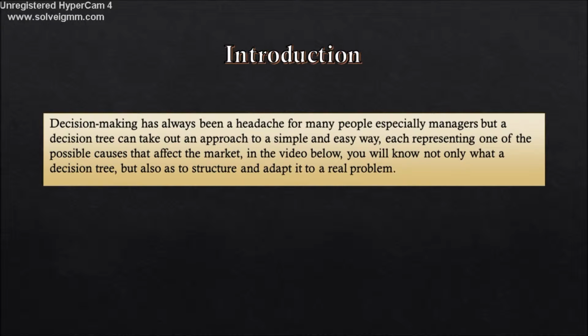Decision making has always been a headache for many people, especially managers. But a decision tree can take our old approach to a simple and easy way, each branch representing one of the possible causes that affect the market. In the following video, you will know not only what a decision tree is, but also the structure and how to adapt it to a real problem.